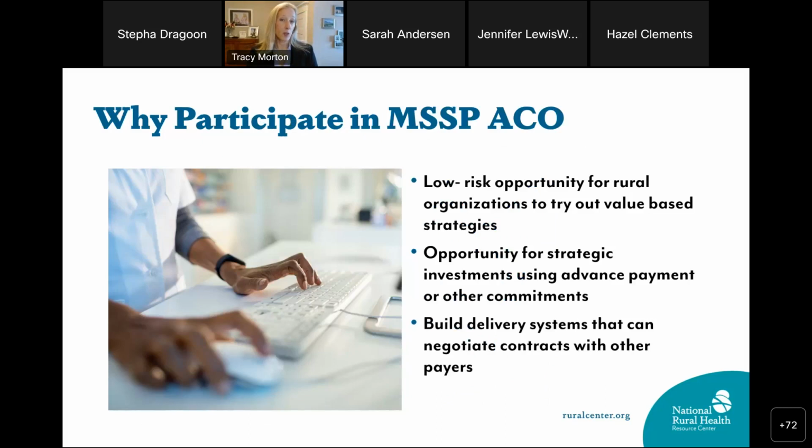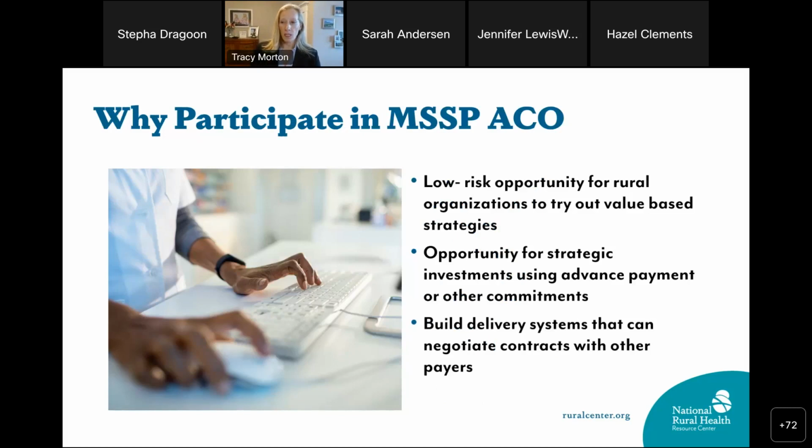There's a variety of good reasons why rural facilities should consider participating in a Medicare shared savings ACO. Essentially, they're a lower risk opportunity for rural organizations to trial value-based care strategies. It allows you to network and aggregate across communities for scaled support, and to kind of normalize the data, if you will, by having so many covered lives.